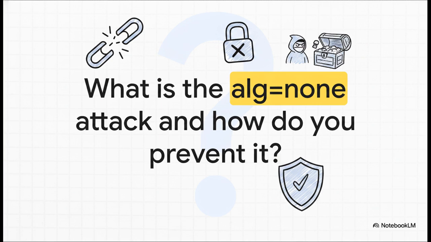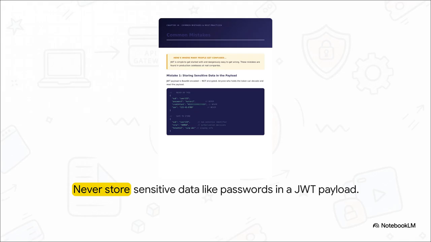You absolutely must explicitly whitelist your allowed algorithms in your parser. Never, ever allow none. And bringing it back to our transparent envelope rule, this is exactly why that matters. Storing passwords, credit cards, or social security numbers inside a JWT payload is a catastrophic production mistake. Remember, it's only base 64 encoded, so anyone who intercepts that token instantly has your user's most sensitive data. Instead, you should only ever store safe, non-sensitive identifiers, things like user IDs, authorization roles, or tenant scoping info.